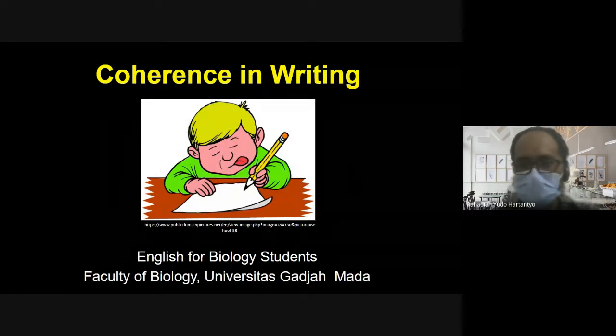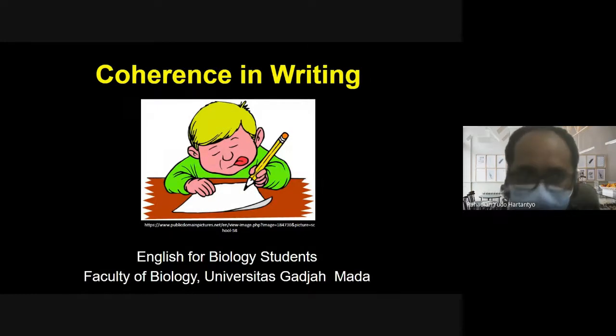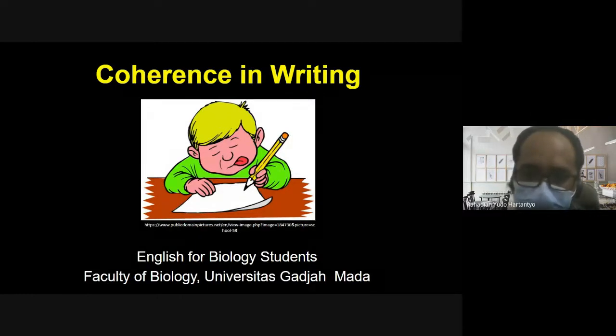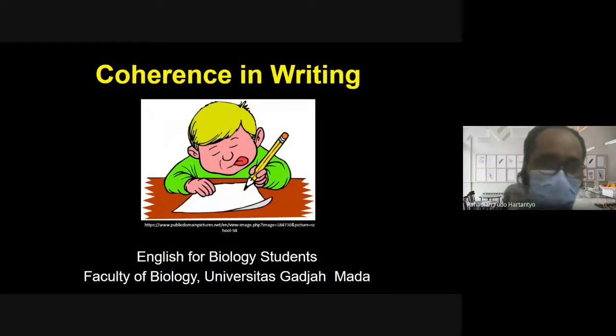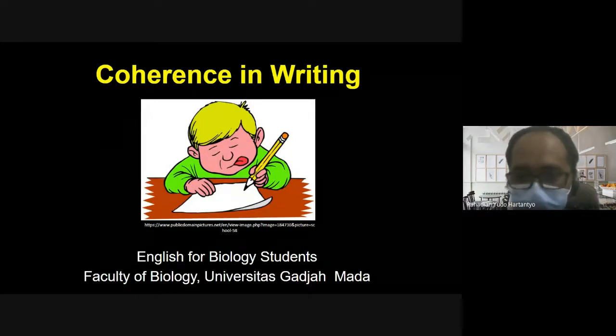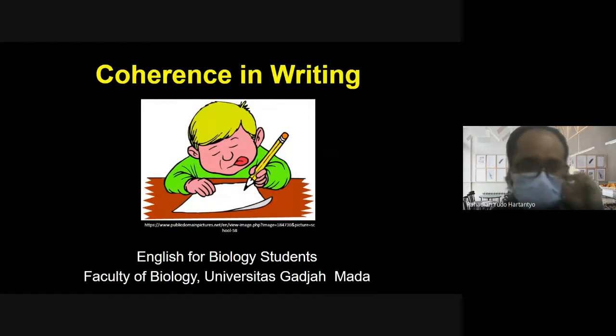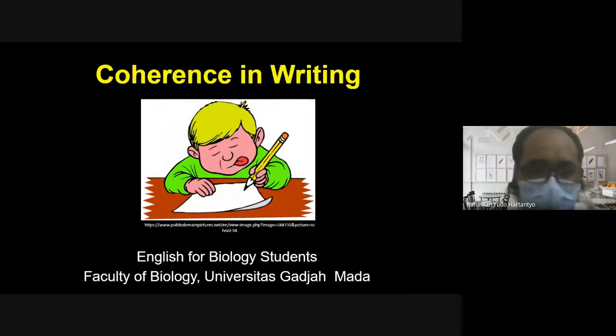And last week we also learned about two strategies, scanning and skimming, right? Scanning is used when we need to find specific information from a text or an article. Meanwhile, skimming works well when we want to get an overview of an article. Remember that? And I hope you have practiced it in your daily life, okay?